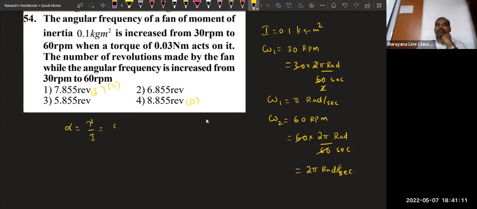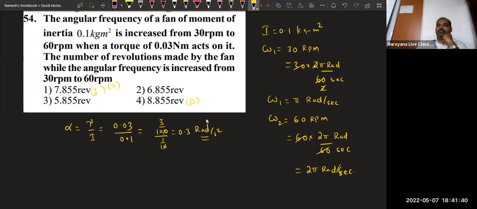Torque is given 0.03 by 0.1, that is equal to 0.3. 3 by 100 and 1 by 10, the 10 cancels out. 0.3 radian per second square. Usually when I am doing this, I will not write all these things. I am in a teacher role, you don't need to do it like me in detail. Do it in your own strategy in the simplest way.